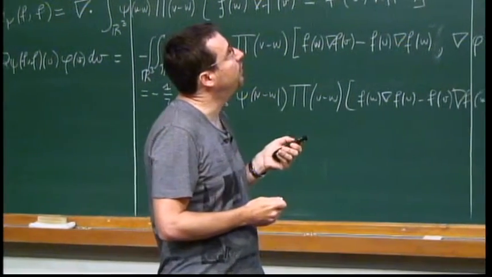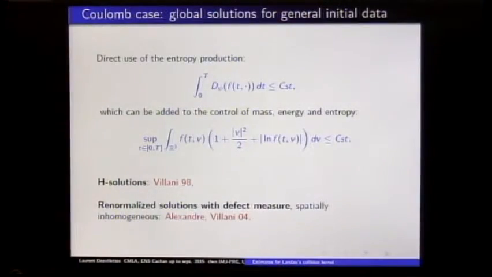If you look for solutions which are global, in the large, then actually there are two papers which are now already old. The first one is maybe the most interesting for this talk. It's the so-called paper on H solutions, which is due to Villani in 1998. And this is based on the idea that if you just use those a priori estimates, it will not be enough to build global solutions for the spatially homogeneous Landau equation in the Coulomb case because of singularities that you have in the coefficients of the parabolic equations.